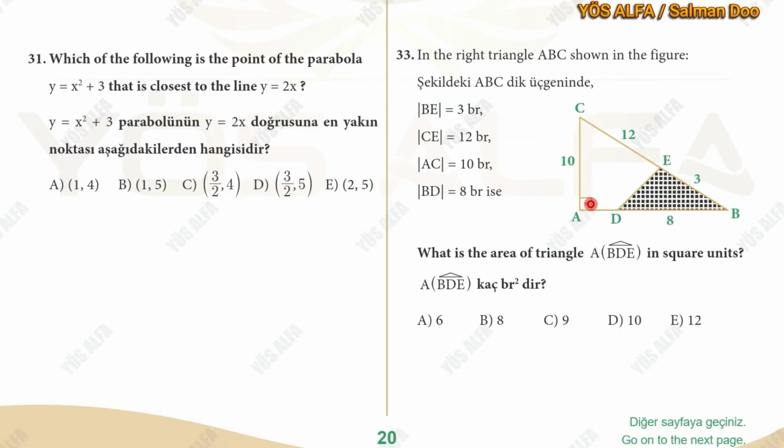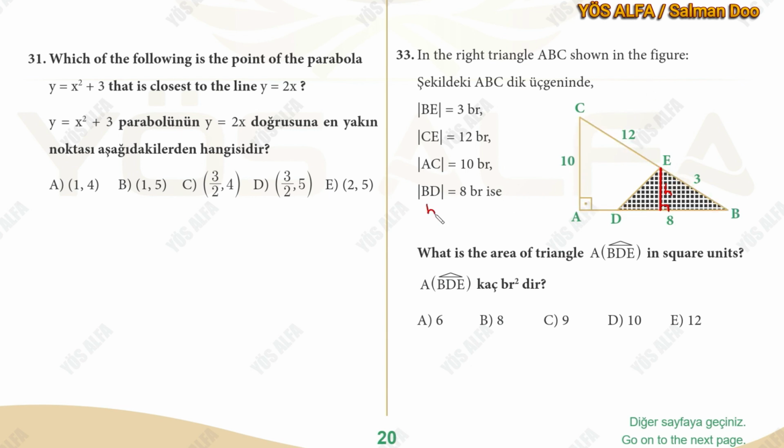Number 33. The right triangle is given, and the lengths of BE, CE, AC, and BD are given in the figure, and the area BDE is asked. So let's draw a parallel line from point E to the base DB of the triangle EDB. So we have this, and this is H. Now we have two similar triangles, the small triangle and the large triangle here. Let's take the similarity ratios.